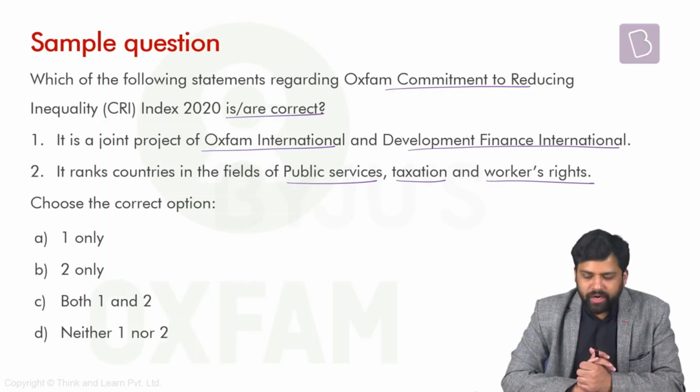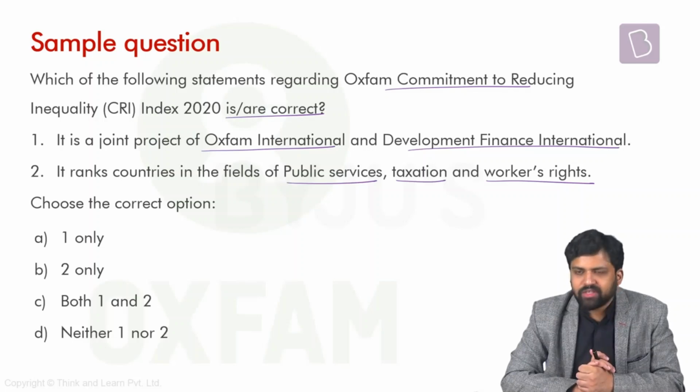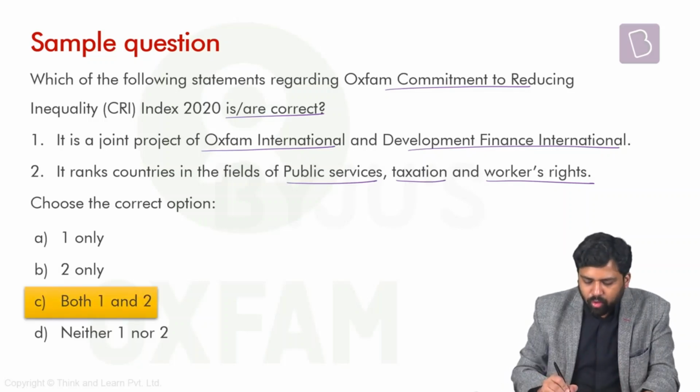So let's see both the alternatives. Let's try to evaluate. It's a joint project of Oxfam International and Development Finance International. We already talked about it, right? It's correct. It ranks countries in the field of public services, taxation, and workers' rights. That's also correct. So the answer is both one and two.